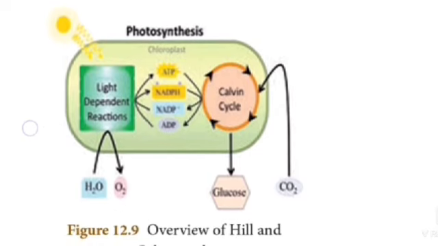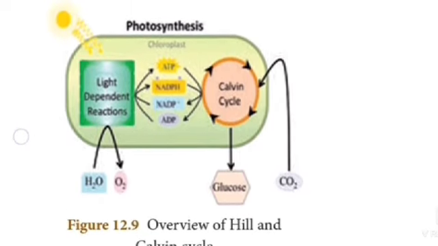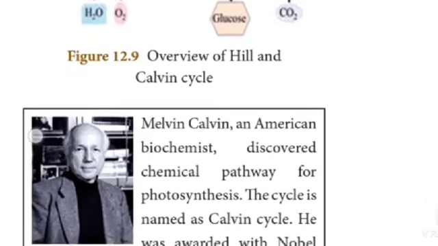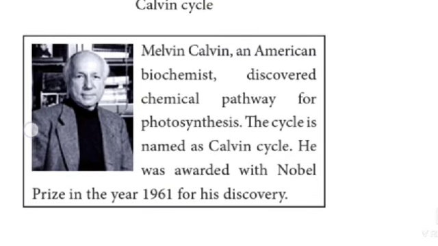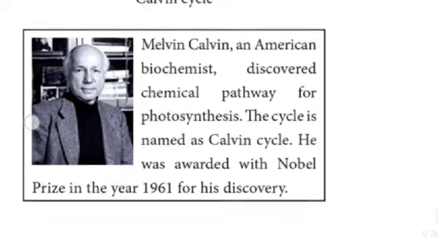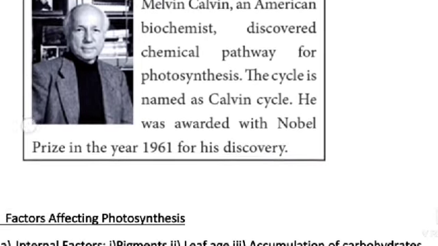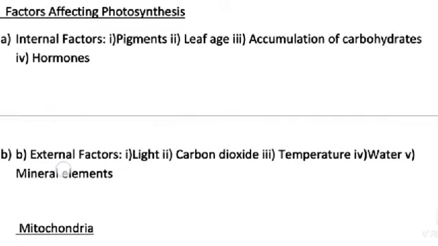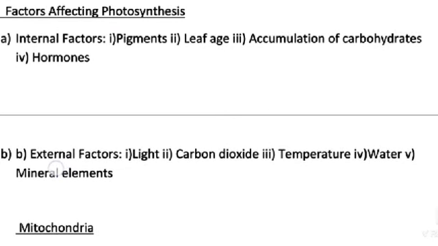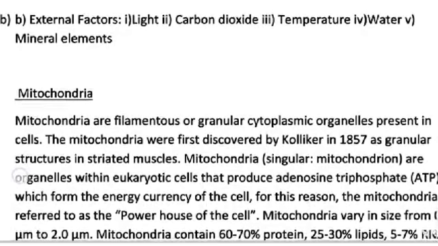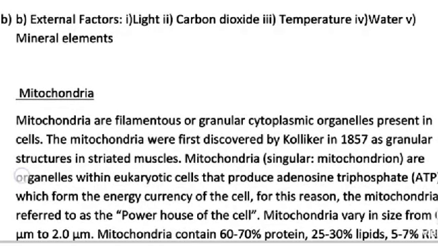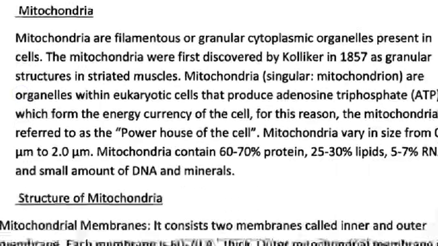Overview of Hill and Calvin cycle. Melvin Calvin, an American biochemist, discovered the chemical pathway for photosynthesis. The cycle is named the Calvin cycle. He was awarded the Nobel Prize in the year 1961 for his discovery. Factors affecting photosynthesis. Internal factors: pigments, leaf age, accumulation of carbohydrates, and hormones. External factors: light, carbon dioxide, temperature, water, and mineral elements.